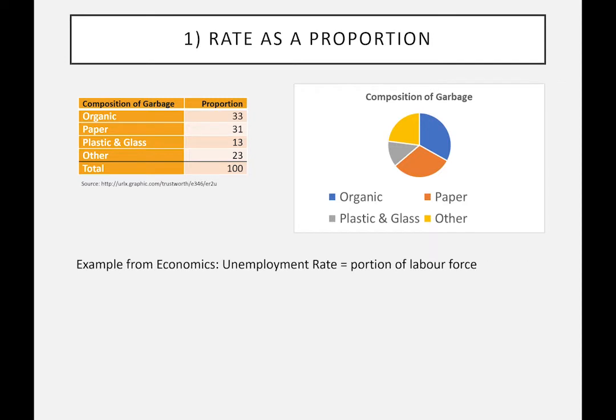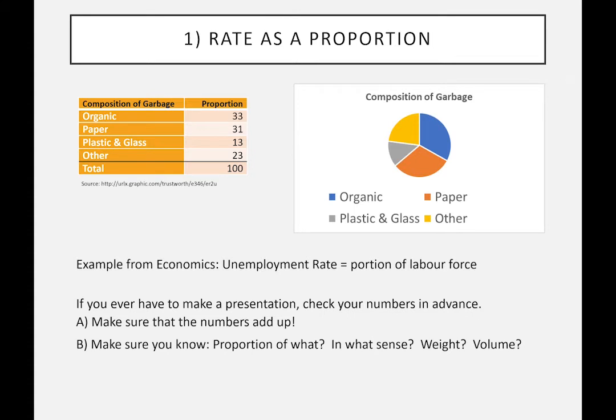An example of a rate like this would be the unemployment rate in economics. So it's the portion of the labor force that is seeking work but does not have a job at the moment. Incidentally, if you ever have this kind of chart or graph in a presentation, first of all, make sure that the numbers add up to 100. The last thing you want during a presentation is having a mistake in the arithmetic, because you'll lose all credibility.